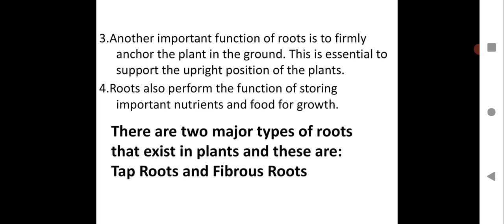And there are two major types of roots that exist in plants, and these are tap roots and fibrous roots. So two important categories of roots which we see in plants. When we uproot them and see what types of roots they have, majorly they are categorized as tap roots and fibrous roots. Let us see what are taproots and fibrous roots. Please take this down.